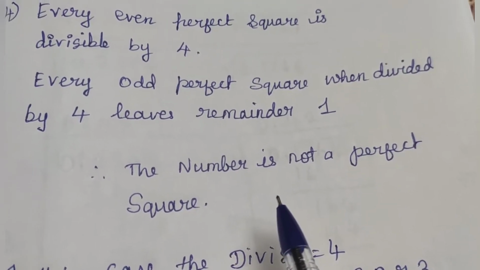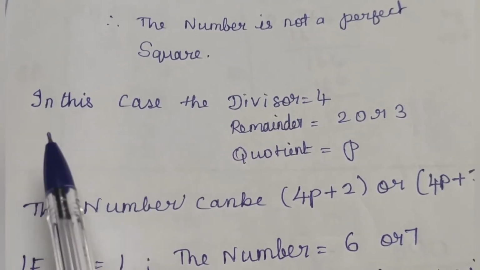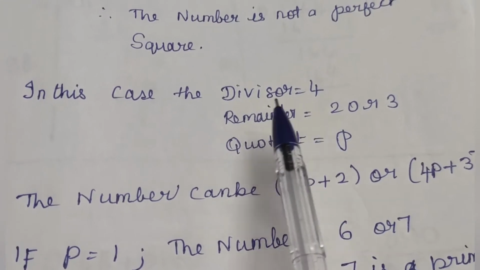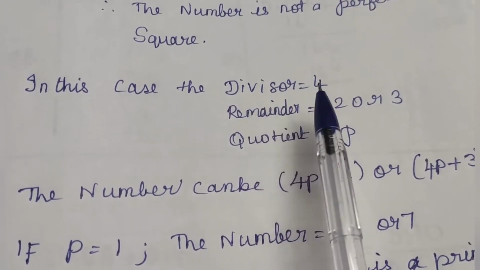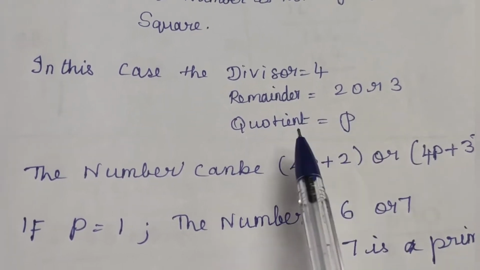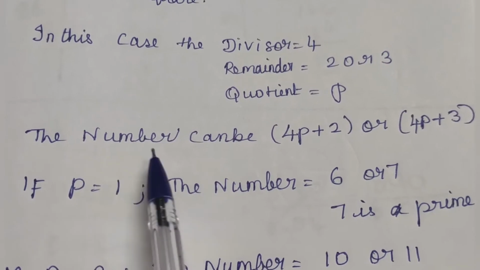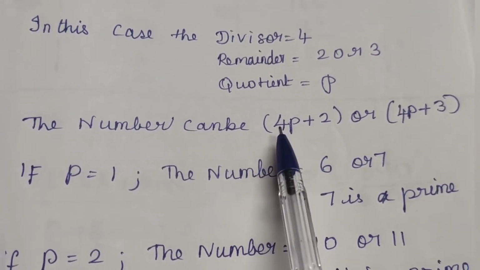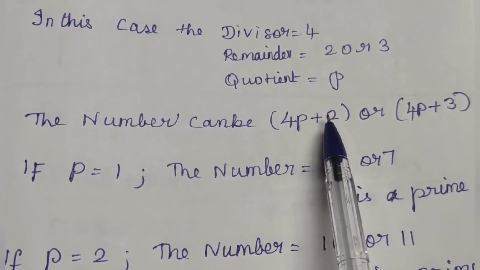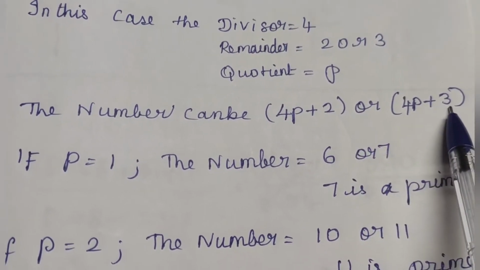What about the chance of the number becoming a prime number? Let us see here. In this case, the number is divided by 4, so the divisor is 4. The remainder, they say, is 2 or 3. Let the quotient be p because we do not know what the quotient is. The number can be divisor into quotient plus remainder, that is 4p plus 2, or the number can be 4p plus 3.